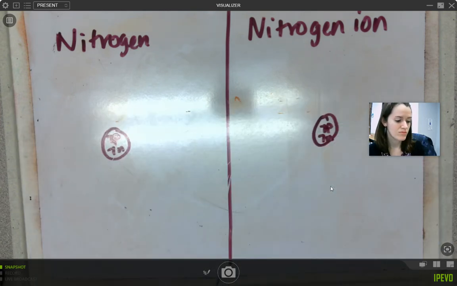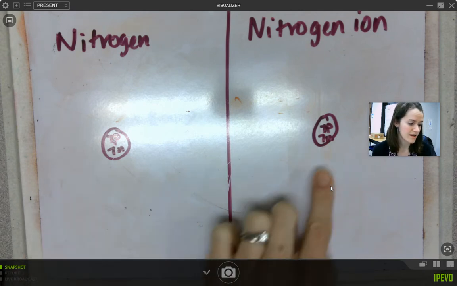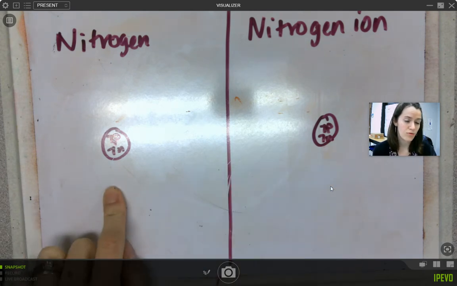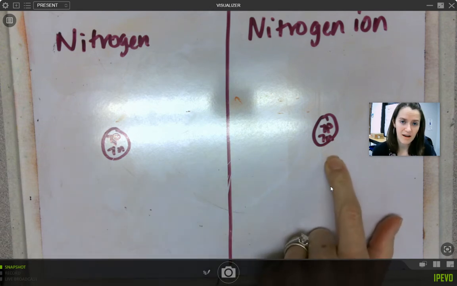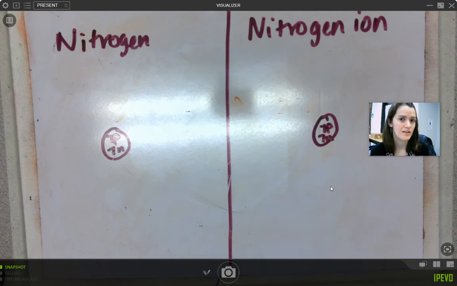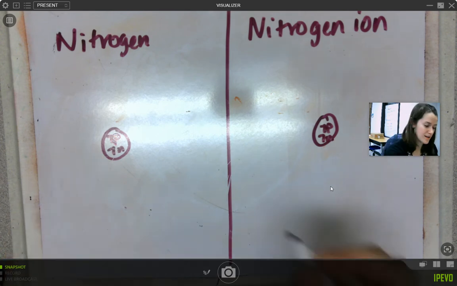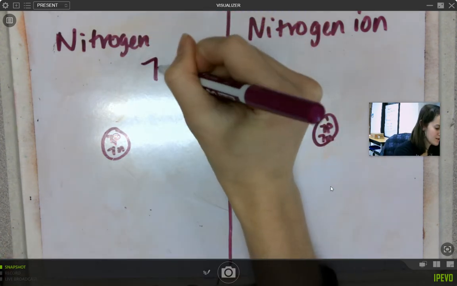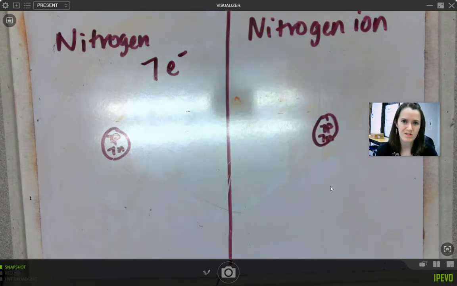Okay, so this is also important for you to know that between the ion of nitrogen and the regular neutral nitrogen, the nucleus does not change. That's just important for you guys to know. So if there's 7 protons and it's neutral, that must mean there's 7 electrons. And sometimes we write just e negative since it's a negative charge. So I need to find a home for each of those.